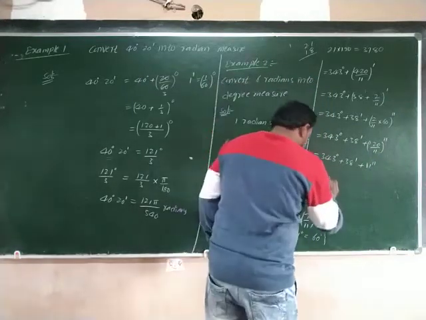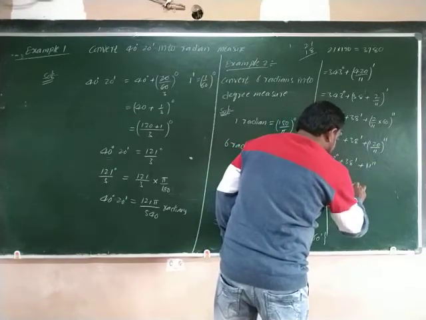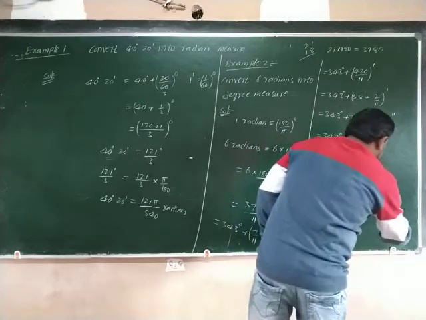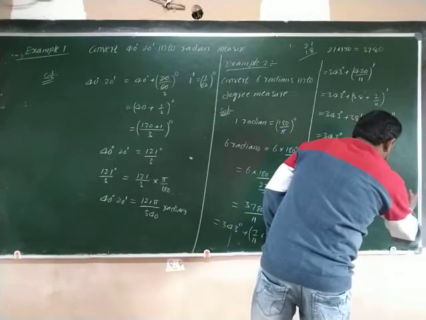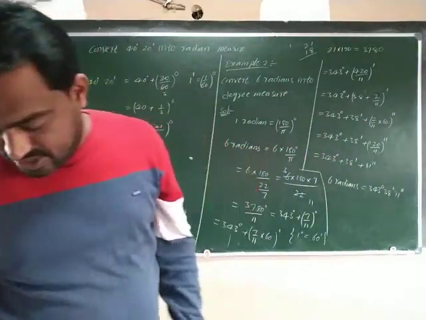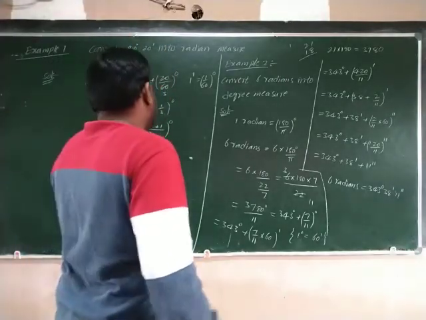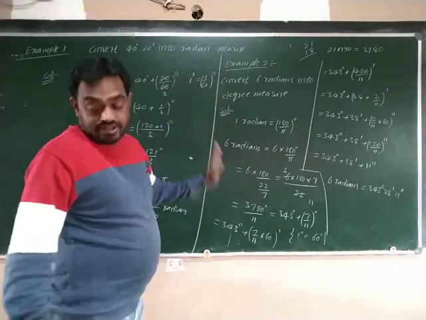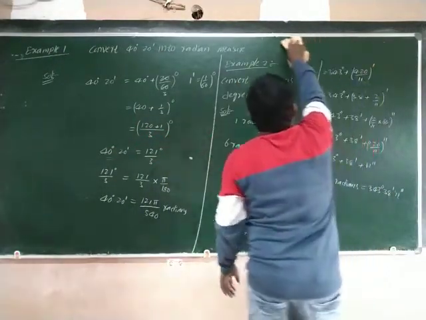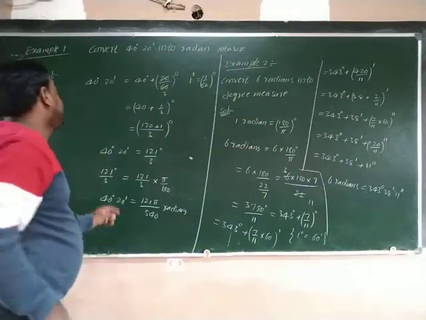Therefore 6 radians is equal to 343 degrees 38 minutes 11 seconds. This is the answer. Again you see these two very simple and important conversions: degrees to radians, radians to degrees.